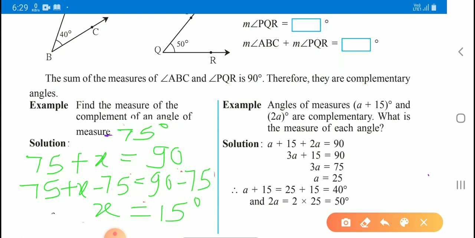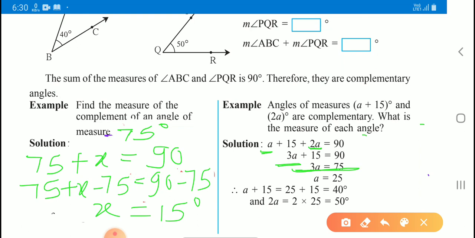Angles of measure A plus 15 degree and 2A degree are complementary. What is the measure of each angle? Here they have already given the measure of two angles. So we have to add, and they are complementary angles, so their sum would be 90 degree. So A plus 15 plus 2A is equal to 90 degree. Now A plus 2A means 3A. 3A plus 15 is 90. Now 3A is equal to 75.